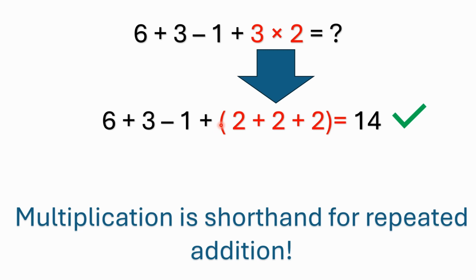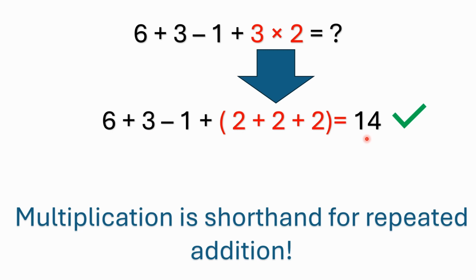Again, I will see a lot of people say, well, the answer would be 14 if I had parentheses around the 3 times 2, which is incorrect. I hear that a lot from people: do you just go left to right if there's no parentheses? But what they're forgetting is that multiplication is just shorthand for addition. So multiplication already has precedence over addition and subtraction. Parentheses are not needed. They're not required to do that multiplication first. So again, 6 plus 3 minus 1 plus 2 plus 2 plus 2 is 14.